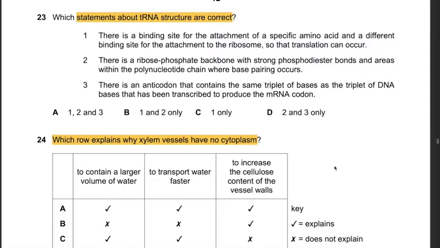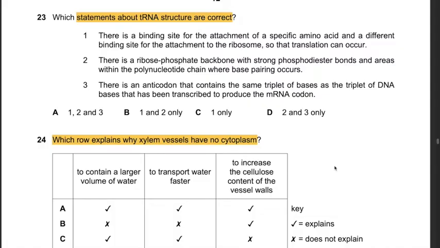If you look at statement 2, there is a ribose phosphate backbone with strong phosphodiester bonds. Yes, that is also correct, because since it is an RNA molecule, it will have a ribose phosphate backbone and a nucleotide will contain strong phosphodiester bonds, and a tRNA molecule has a clover leaf shape. Hence there will be some base pairing occurring within the polynucleotide chain. Therefore statement 2 is correct.